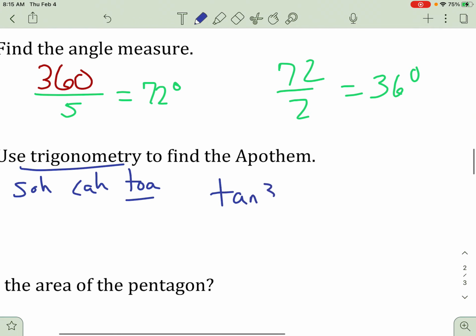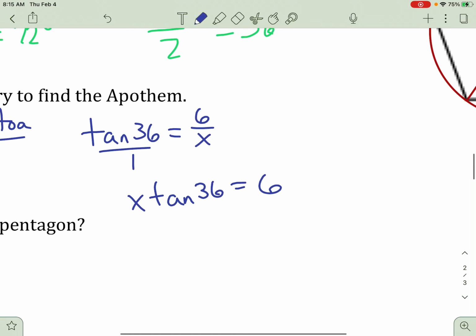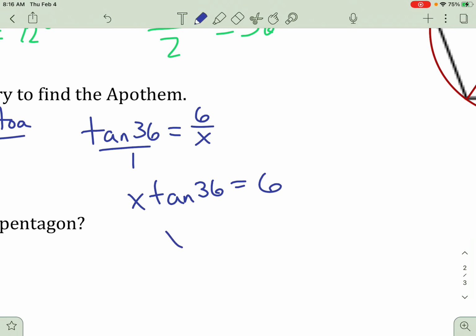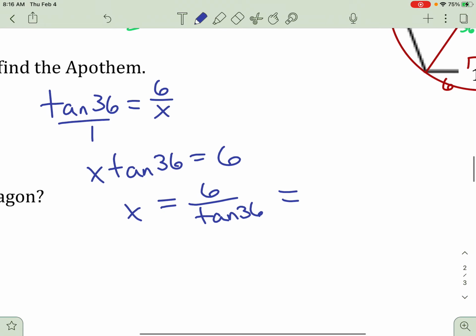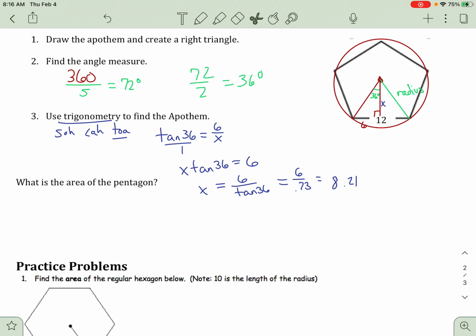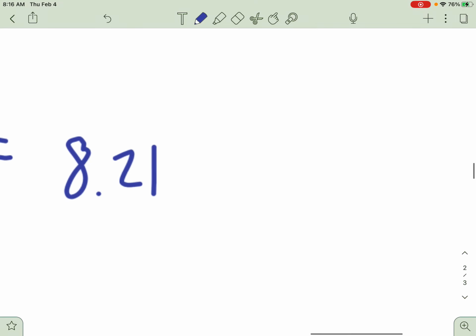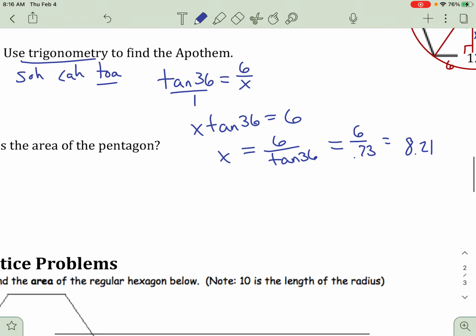Remember trig being SOHCAHTOA. Opposite and adjacent is tangent. So tangent of 36 degrees equals the opposite, which in this case was 6, over x, or the apothem. All right, put that over 1, cross multiply, you get x times tangent of 36 equals 6. Well, we want x to be by itself, so you have to divide by tangent of 36. So x equals 6 divided by tangent of 36, which in your calculator is roughly 0.73. So 6 divided by 0.73, when you round, gives you 8.21. And again, you can use decimals for that. You can use a regular calculator, whatever your preference is. So that gives us our apothem, 8.21.